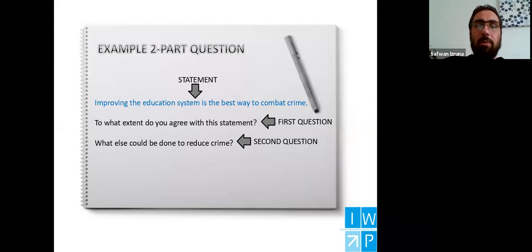Second one, another one. Improving the education system is the best way to combat crime. To what extent do you agree with this statement? So this is an opinion question, but then the second question is, what else could be done to reduce crime? So this is asking for solutions. So it's opinion, solution. So this is a combination of 2 questions. This is what we call a 2-part question. And sometimes this is referred to as a direct question or direct questions.